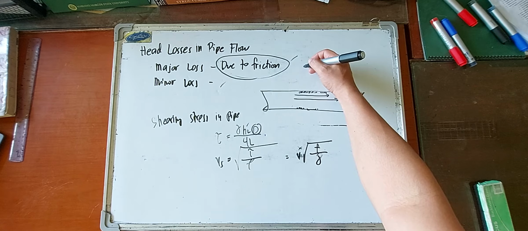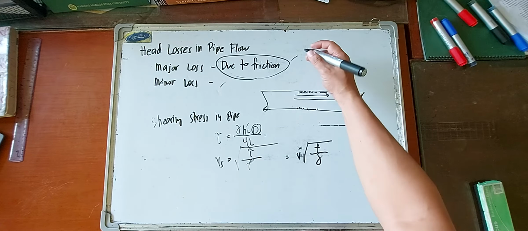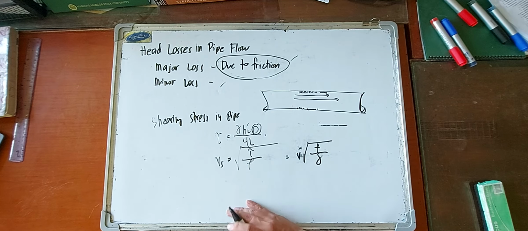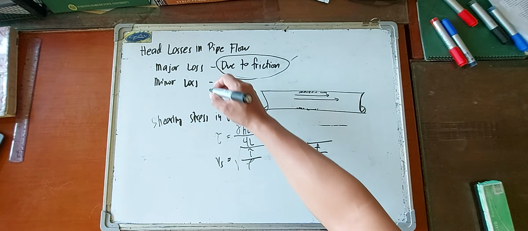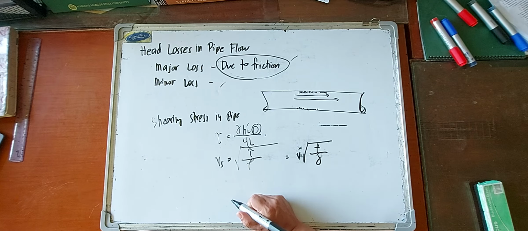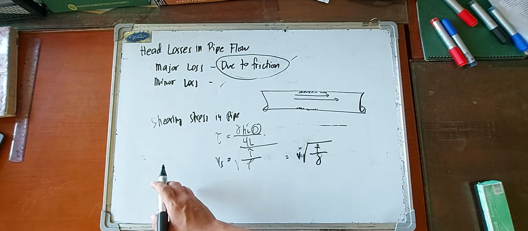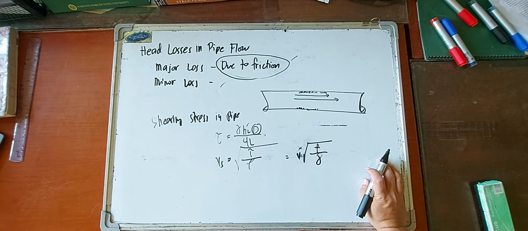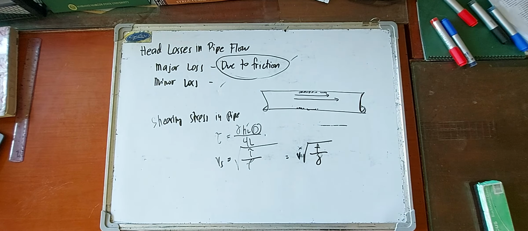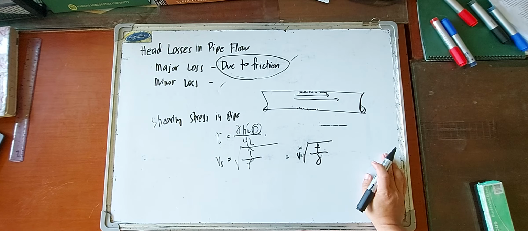What are the other concepts? That's all. So in this chapter we will be computing major losses, minor losses, and shearing stresses, and also the Reynolds number, but that one is automatic. Okay, so let's proceed to the different formulas used in computing major losses or losses due to friction.